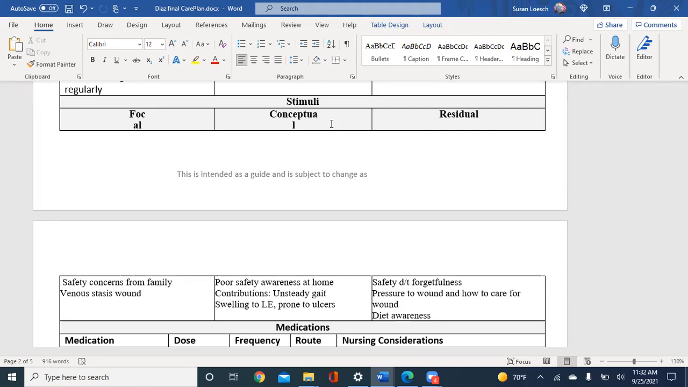Conceptually, again, what kind of things contribute to the left hip fracture? The osteoporosis can contribute to that. The dizziness could have contributed to that. The fall contributed to that. And then for residual, what kind of things could have contributed to that left hip fracture that she may not be aware of?